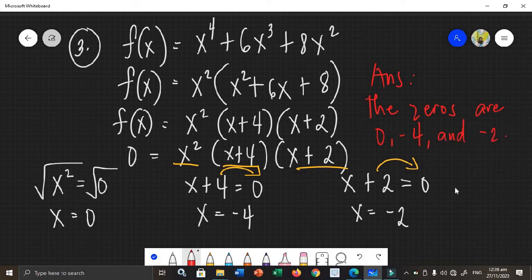So that is how you get the zeros of polynomial functions. It is quite hard, especially if you do not remember the lesson in factoring. So I suggest that you watch the videos for grade 8 students kasi factoring yung lesson nila. So that's all. Thank you for listening.